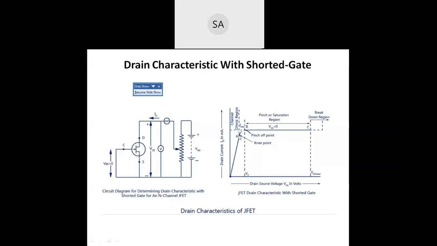From point A to B, the current also increases, but not exactly proportionally. It increases by a smaller value. That means it obeys the inverse square law. This is a region where the current increases even as you increase the voltage, and it obeys the inverse square law.